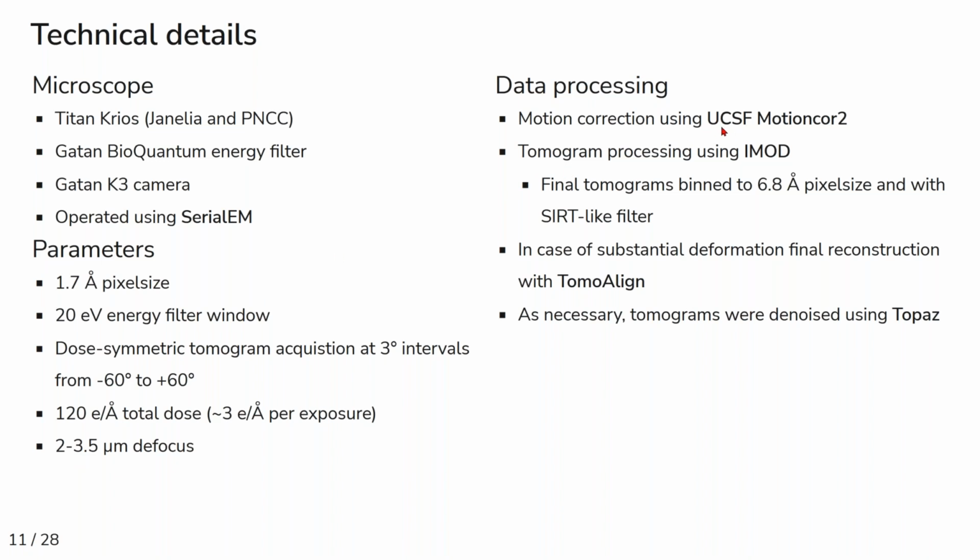And then for processing, we did motion correction with MotionCor2, and then used IMOD, which is kind of the gold standard for tomography programs, to reconstruct the tomograms, bin them to a 6.8 angstrom pixel size, and use a SIRT-like filter to make the contrast really nice. In some cases, we struggled with the fact that the stereocilia seem to deform quite substantially under the electron beam. In this case, we used a program called TomoAlign to correct some of that motion. And sometimes we also further processed the tomograms with a neural net denoiser that's implemented in Topaz.